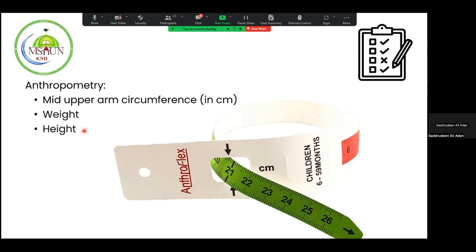Under 2 years, regardless of whether they're walking or not, always use the infantometer. But 2 years and above, we always use the stadiometer. For the stadiometer, because the patient is standing, it's the calibrated equipment you find on walls in KNH.